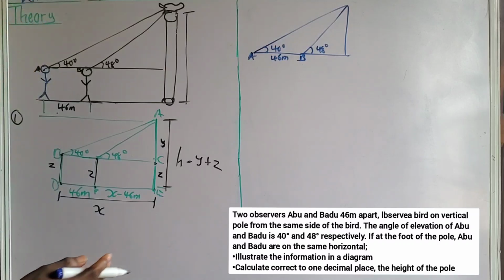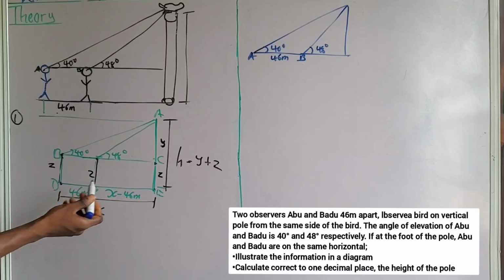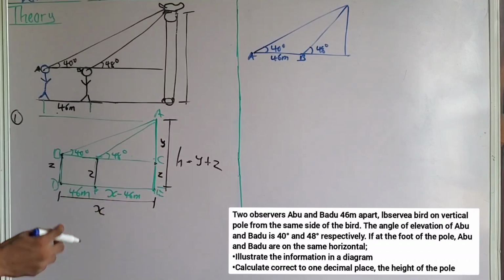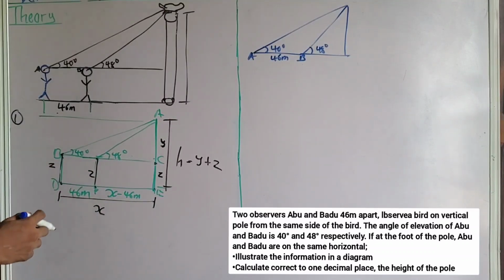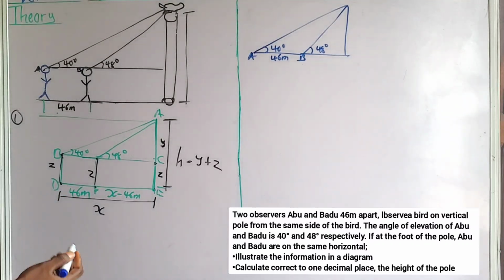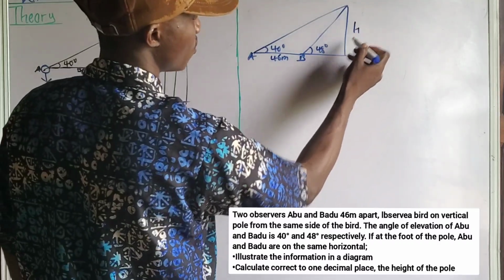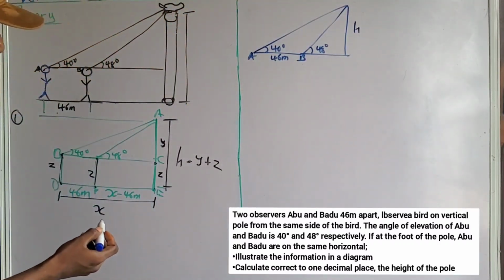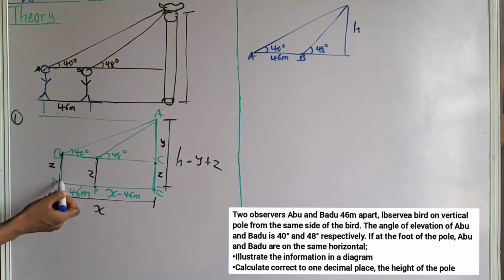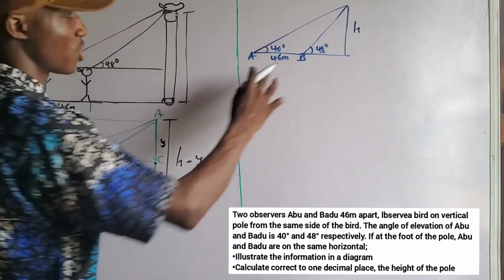With respect to what we are given in the question, we would need the height of these people to determine the total height of the pole. But perhaps they want you to neglect the height of the people. So with respect to what you have here, you can determine the height of the pole without even knowing the height of Abu and Badu. Do you understand? Okay, so the diagram can be restructured in this way.